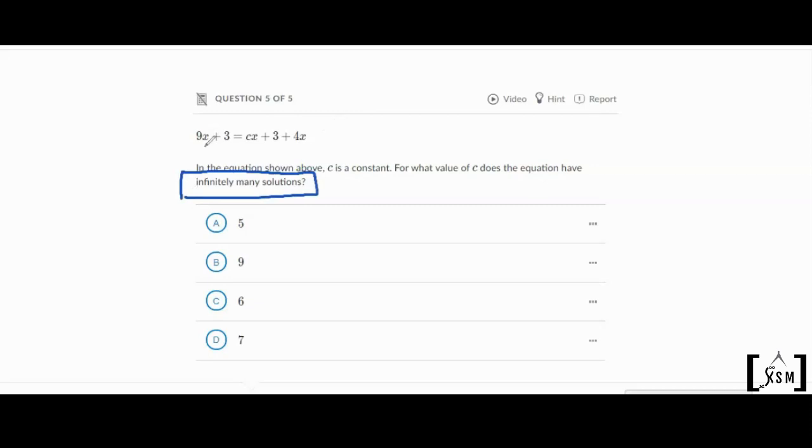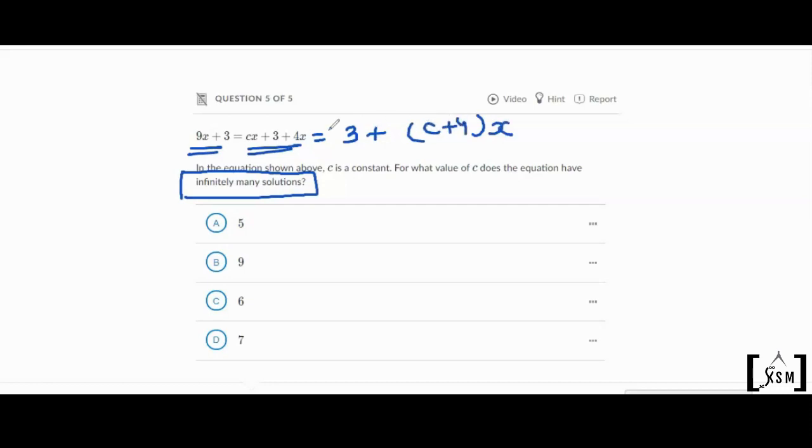I'm not disturbing the left side, keeping it as it is. On the right side, we have cx plus 4x plus 3. I'm keeping plus 3 as plus 3, and for cx and 4x, I'm taking x common. So we are left with c plus 4.